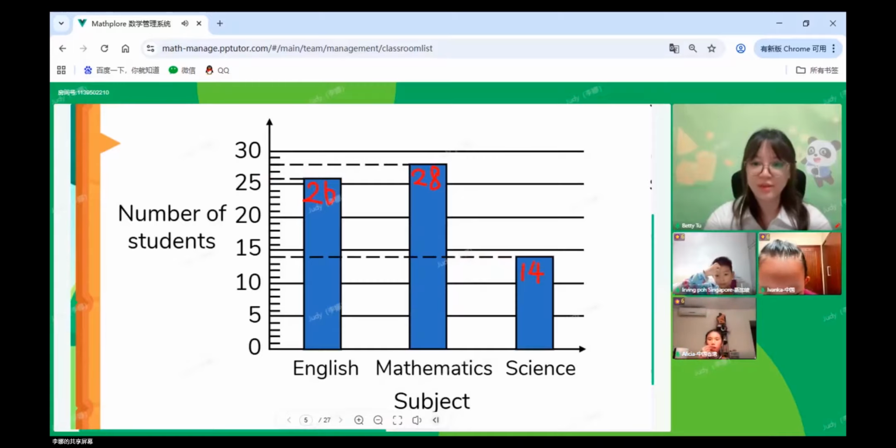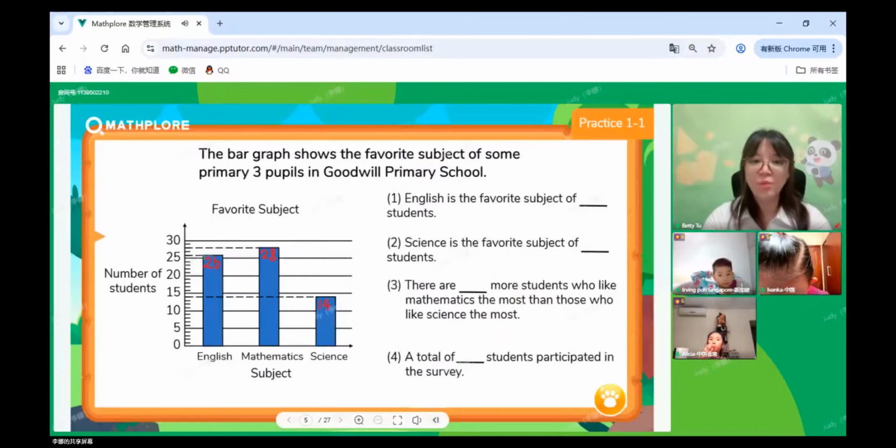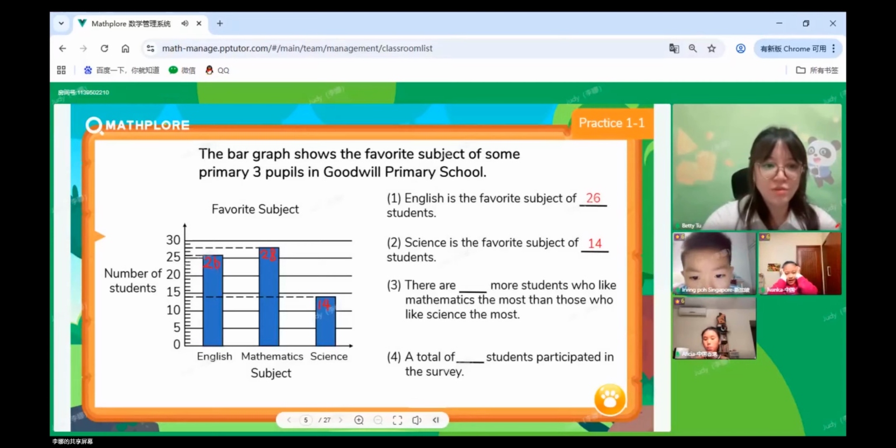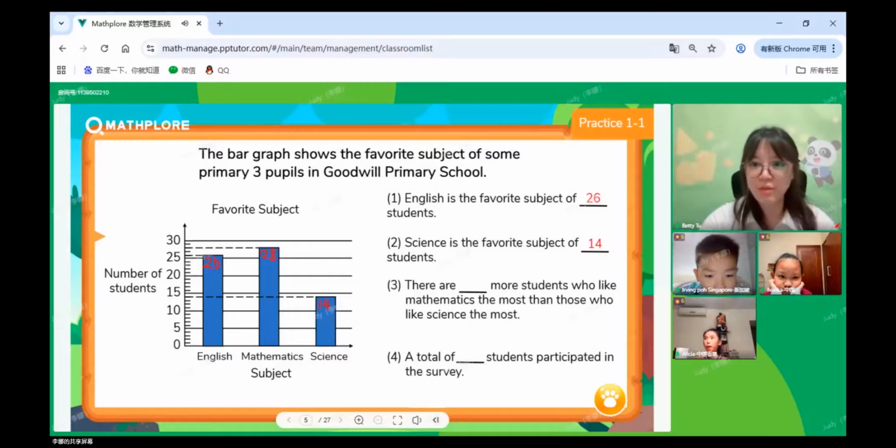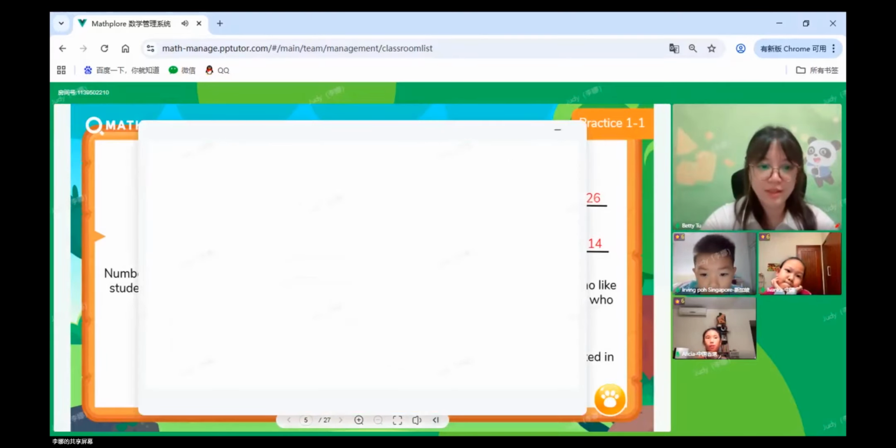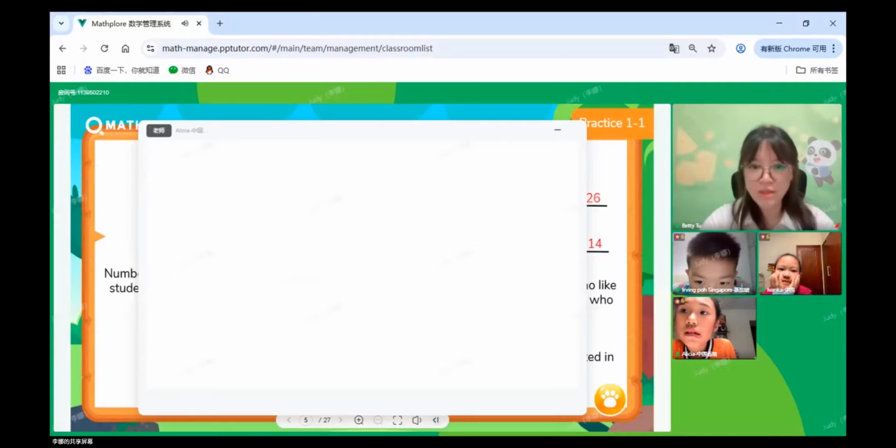Once we mark the students and mark the number, then we can easily find out the first two questions, right? English 26, science 14. And then students, you need to fill in the blank, work out the third one and the fourth one. Here is the question. Let's go.